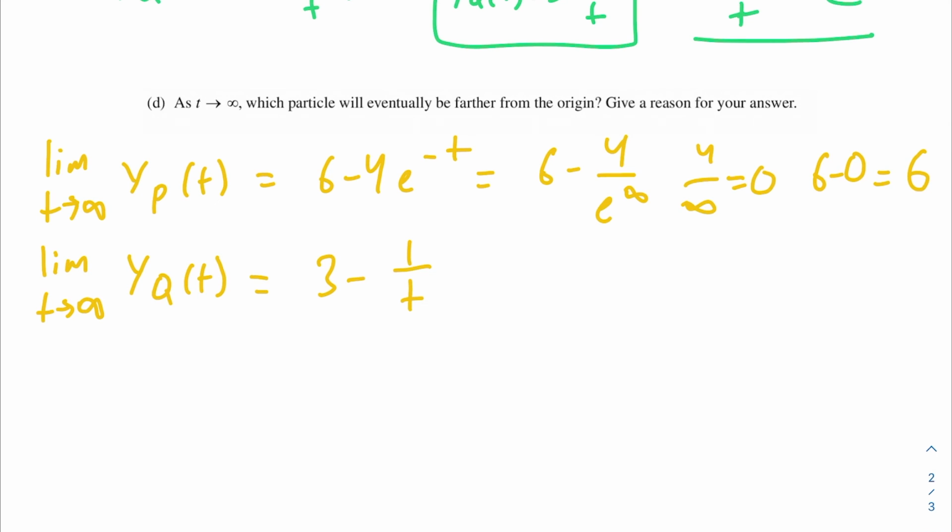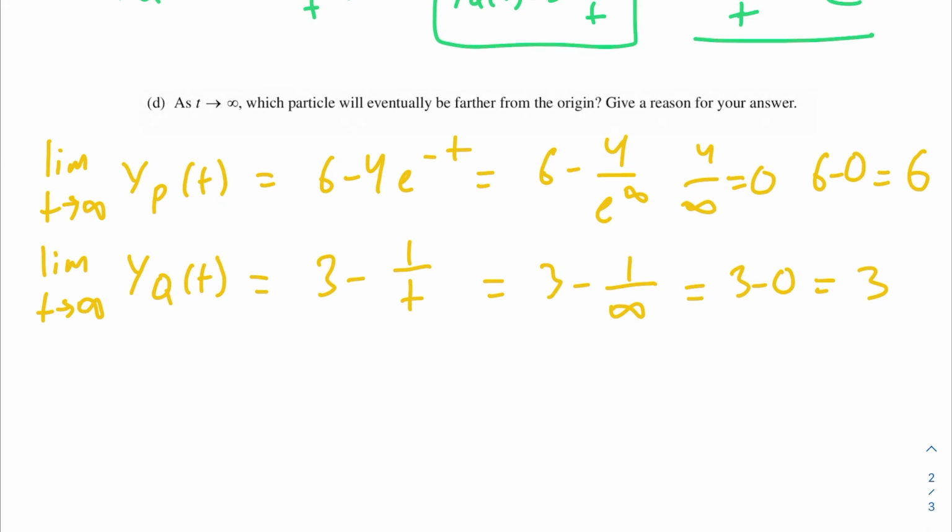And then for the position of q, we're going to get 3 minus 1 over, we can just plug in infinity, 1 over infinity. If you compare 1 to infinity, that's basically 0. That's such a small, tiny number. So this is going to be the same thing where we get 3 minus 0, which is 3.